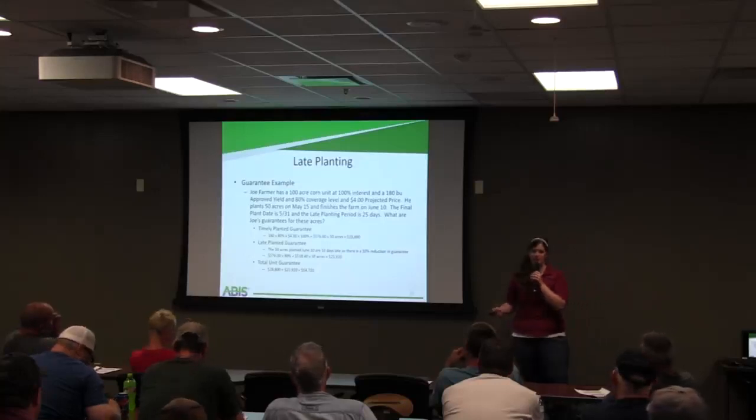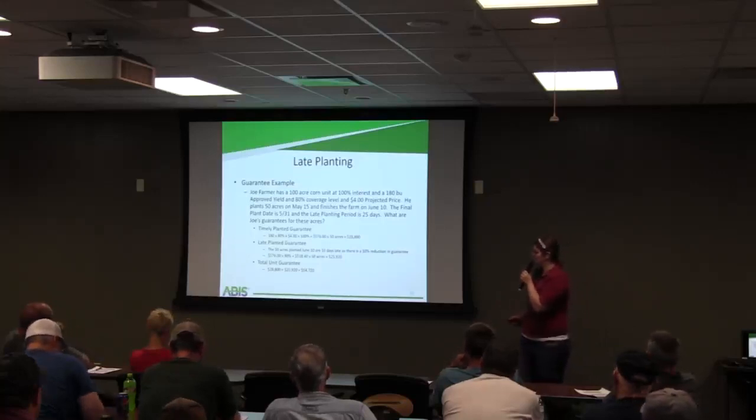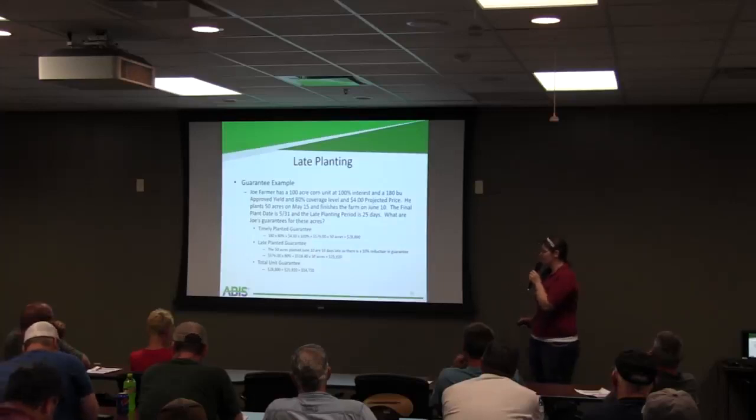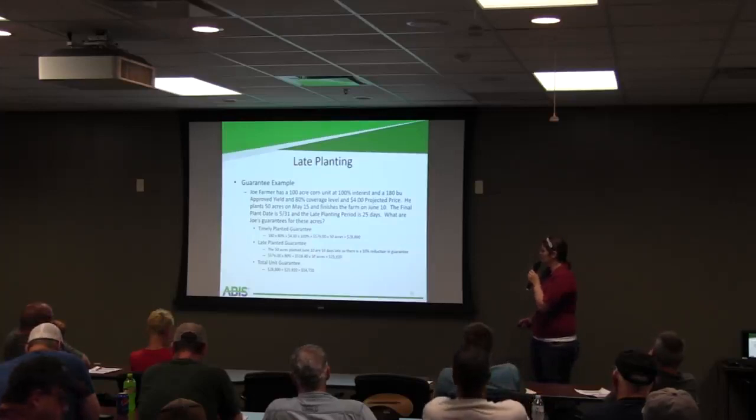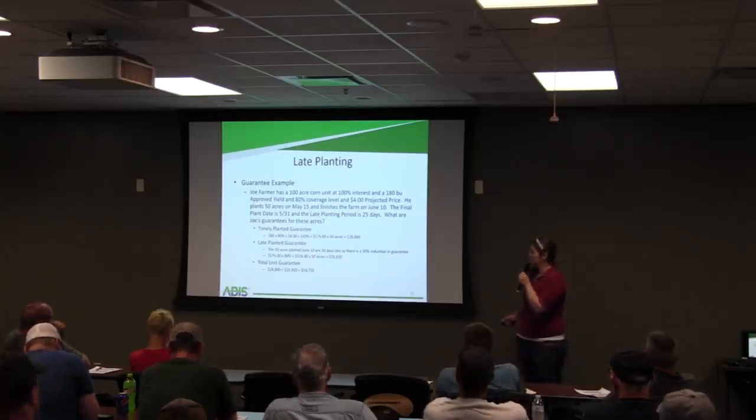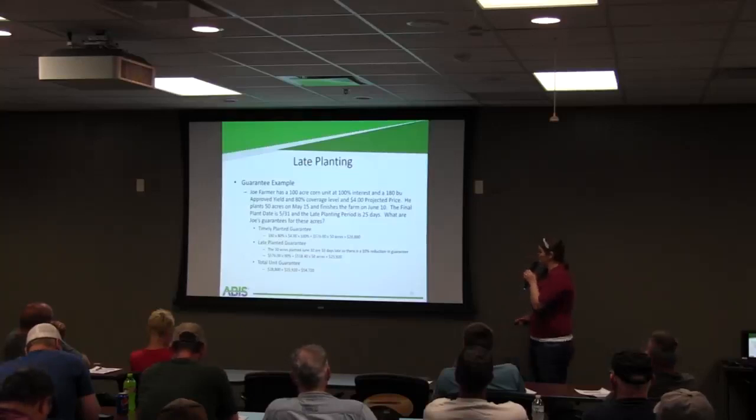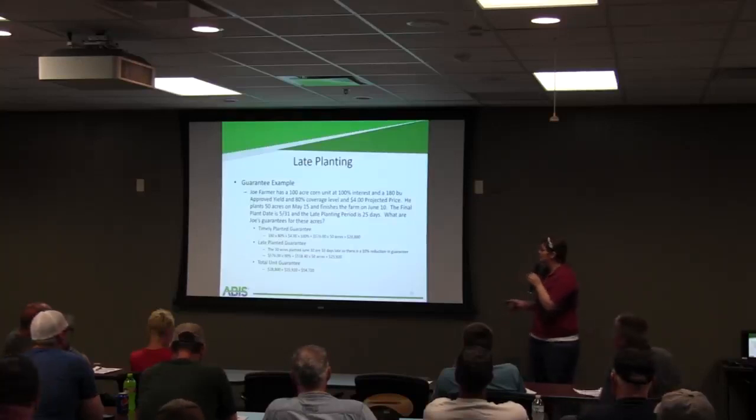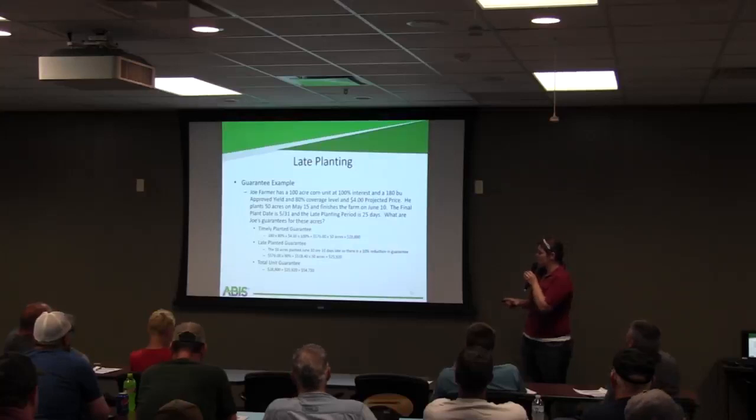So here's an example of how the guarantee would work out. Joe Farmer has 100 acres of corn on a unit with 100% interest and a 180 bushel APH. He chooses 80% coverage at a $4 price. That was the spring price again. And he plants 50 acres on May 15th, so those 50 acres are timely planted, and finishes the farm on June 10th. So 50 acres timely planted, 50 acres are not. The final planting date is 5/31 for corn, and the late planting period is 25 days.